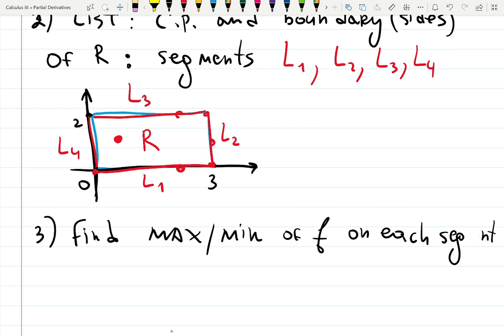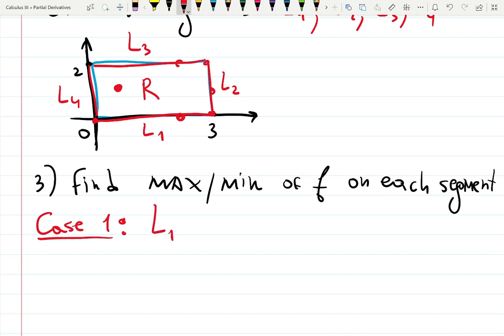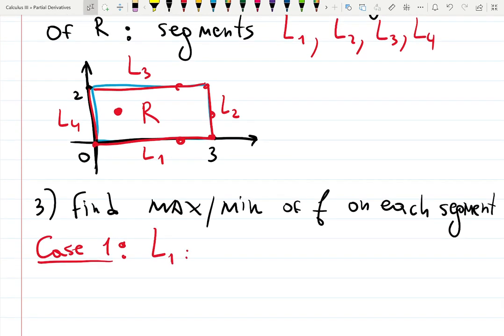Segment. Case 1. On L1, let's do L1 first. L1. And now you need to be a smart geometrist. And you're like, what? No way, we don't like geometry. No, it's fine. On L1, what can you say about X and Y?